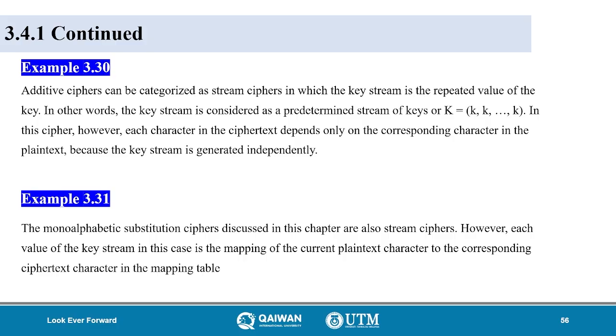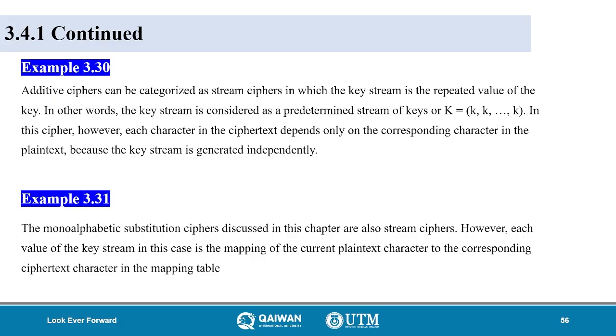Example 330. Additive cipher can be categorized as a stream cipher in which the key is the repeated value of the key. In other words, the key stream is considered as a predetermined stream of keys. K is equal to K, and so on. In the cipher, however, each character in the ciphertext depends only on the corresponding character in the plain text because the key stream is generated independently.